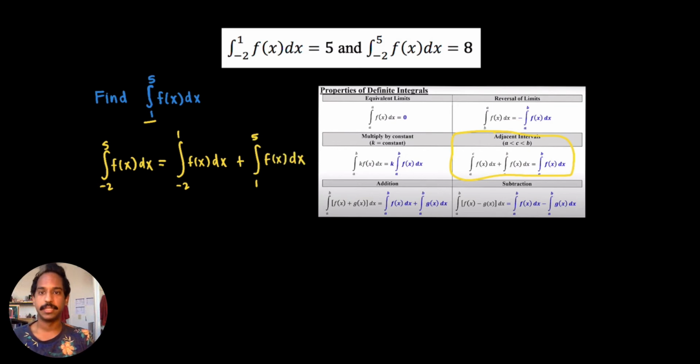So we see, from negative 2 to 1 and then 1 to 5, that's the same thing as negative 2 to 5. Do we have all of these things? No, but we have some of them. I know from negative 2 to 1, that is here, and I'll highlight that in red. Negative 2 to 1 of f of x dx equals 5, and so we can replace that with 5. I don't know the rest though, so we're going to keep that. We still don't know what this is.